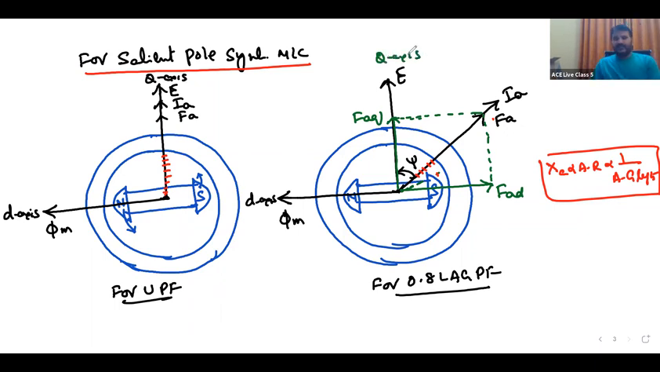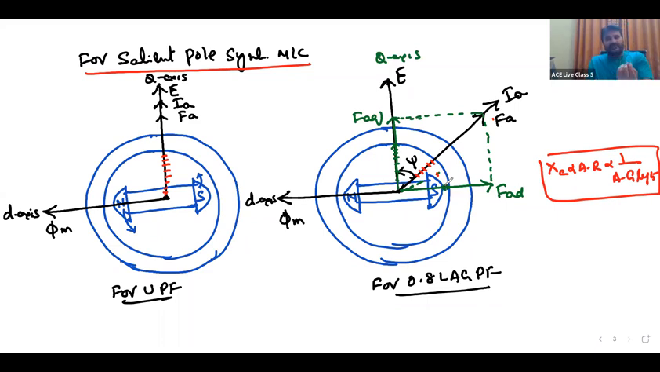Now you can observe any component, whatever it may be. Along the direct axis, the air gap is minimum, and along the quadrature axis, the air gap is maximum. So irrespective of power factor, we can divide it into two components, FAD and FAQ. FAD will always find minimum reluctance, FAQ maximum reluctance. For any power factor, the reluctance along each axis is constant, minimum and maximum, both fixed. So two reactances are sufficient.